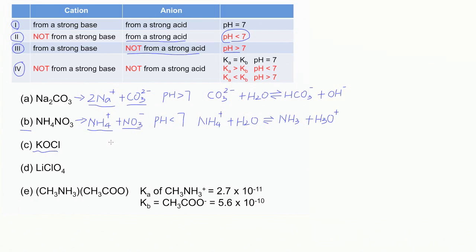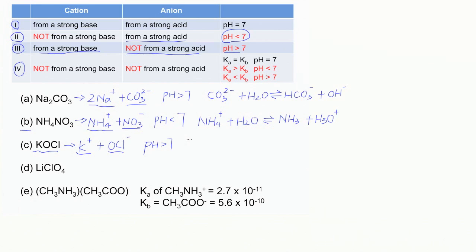How about example C? Okay, again, this salt will dissociate in water to give you potassium cation and OCl minus anion. Potassium is from a strong base, potassium hydroxide. OCl minus is not from a strong acid. Therefore, it looks like it's number 3. Potassium from a strong base. OCl minus is not from a strong acid. Therefore, pH of this salt would be higher than 7.